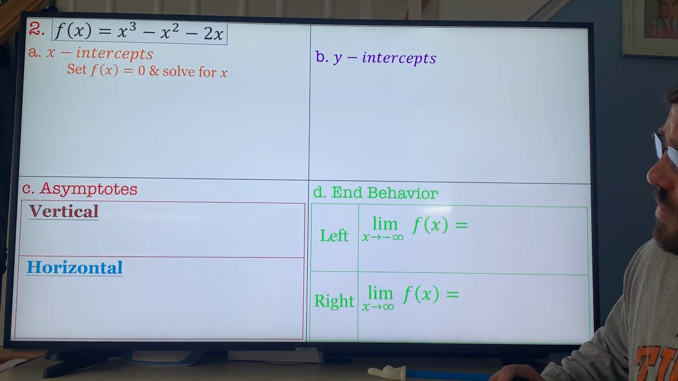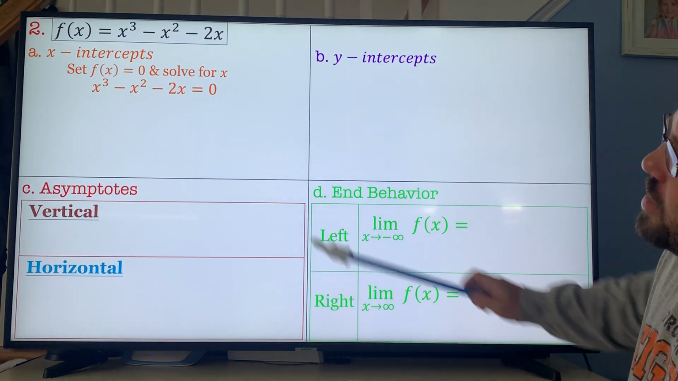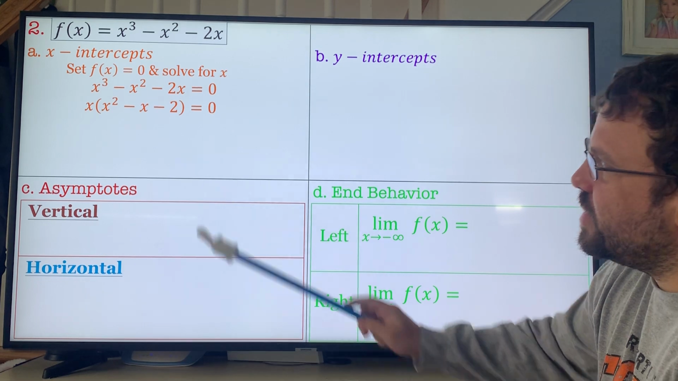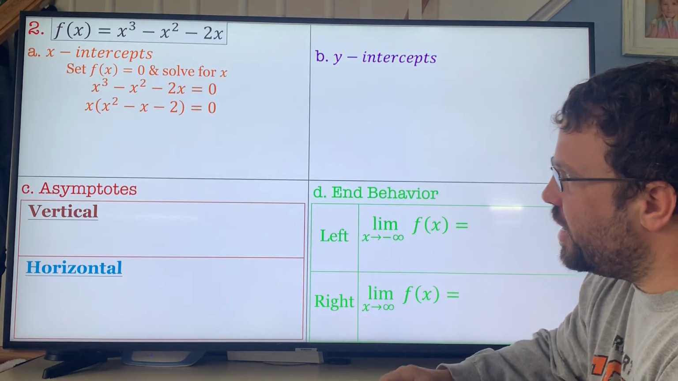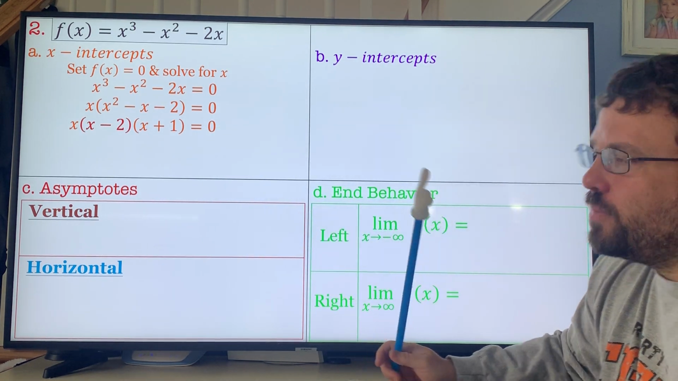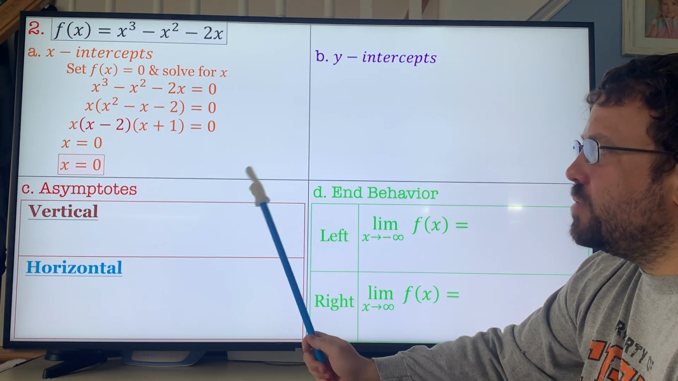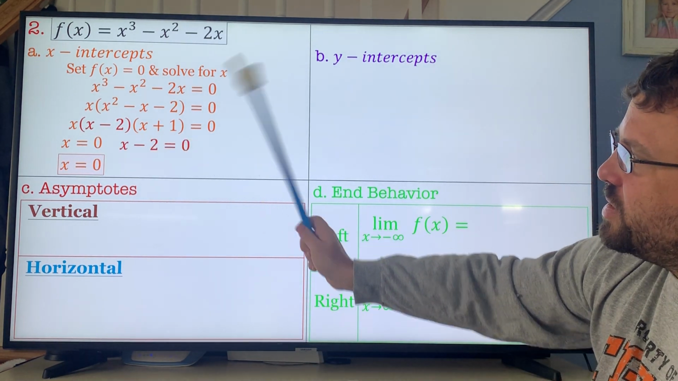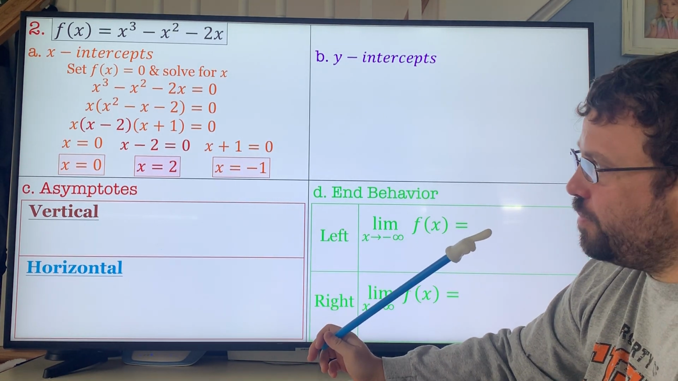First, x-intercept. Set f of x equal to 0, and you solve for x. Now, how do you solve for x? You can pull an x out, and then you can actually factor this. Factors of -2 that add up to -1 are x times x minus 2, x plus 1 equals 0. You set all three of these equal to 0. x equals 0, so x is 0. x minus 2 equals 0, add 2, x equals 2. x plus 1 equals 0, x equals -1.